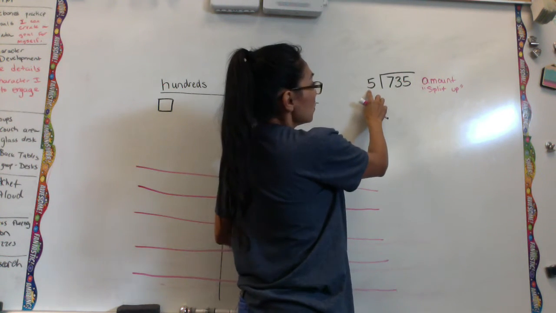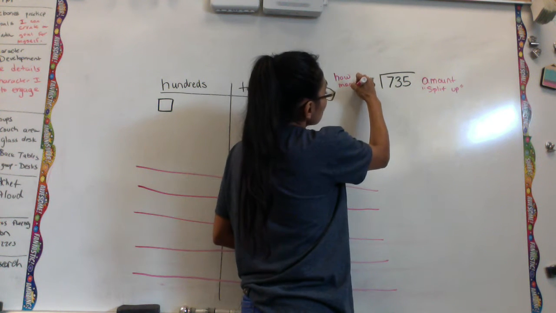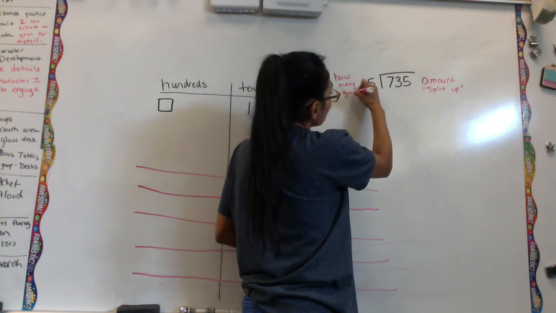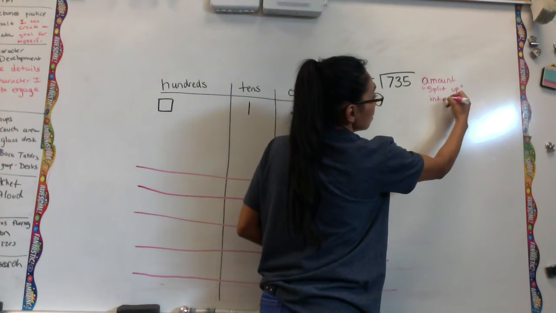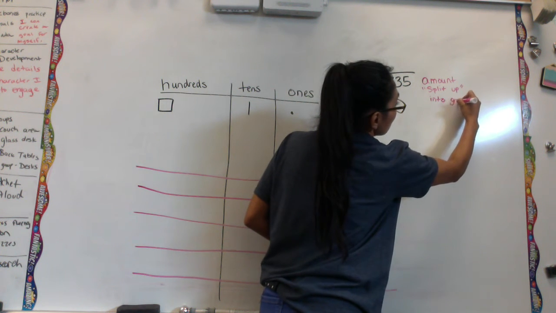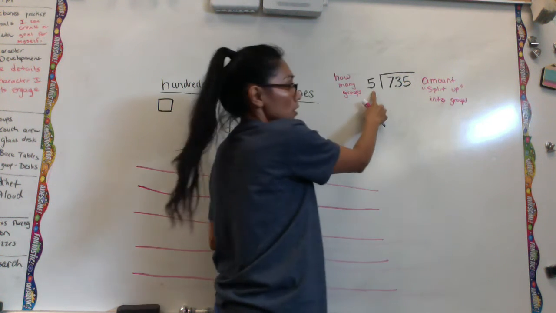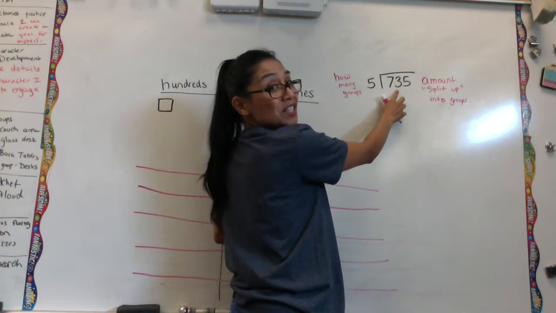Over here is how many groups I'm going to split that up into. How many groups? So I have to split this up into groups, and this over here, this divisor, tells me how many groups I'm going to split this amount in, also called the dividend.